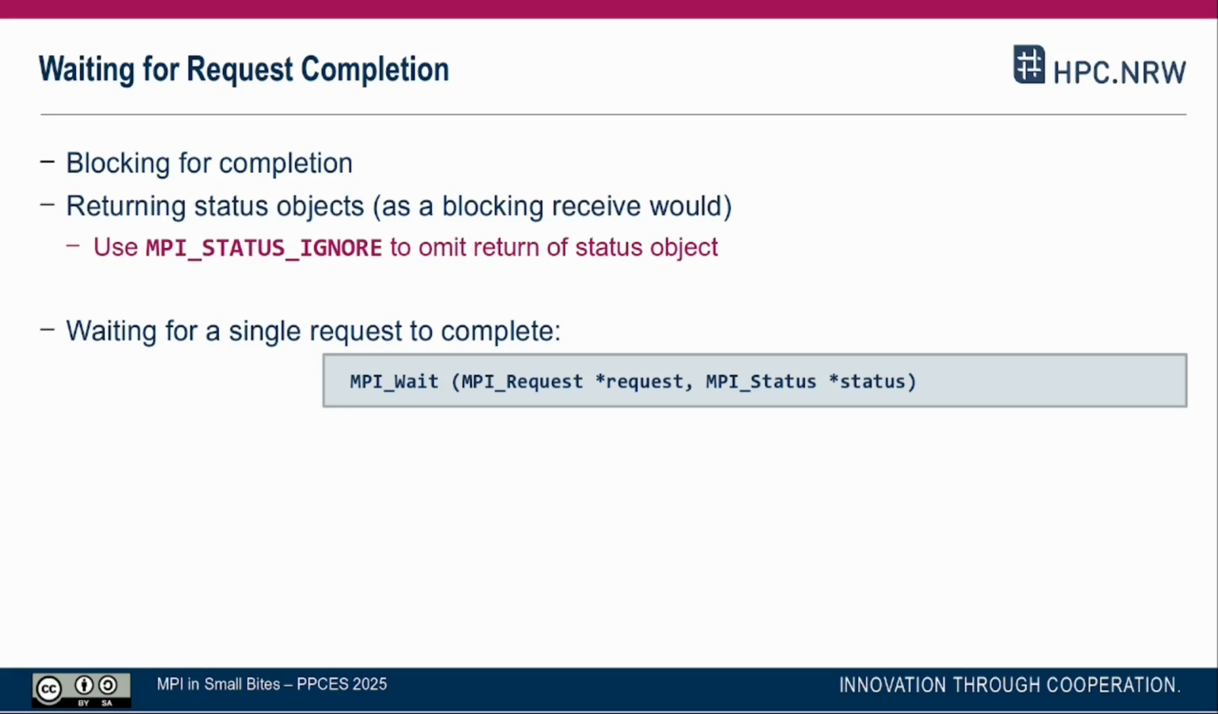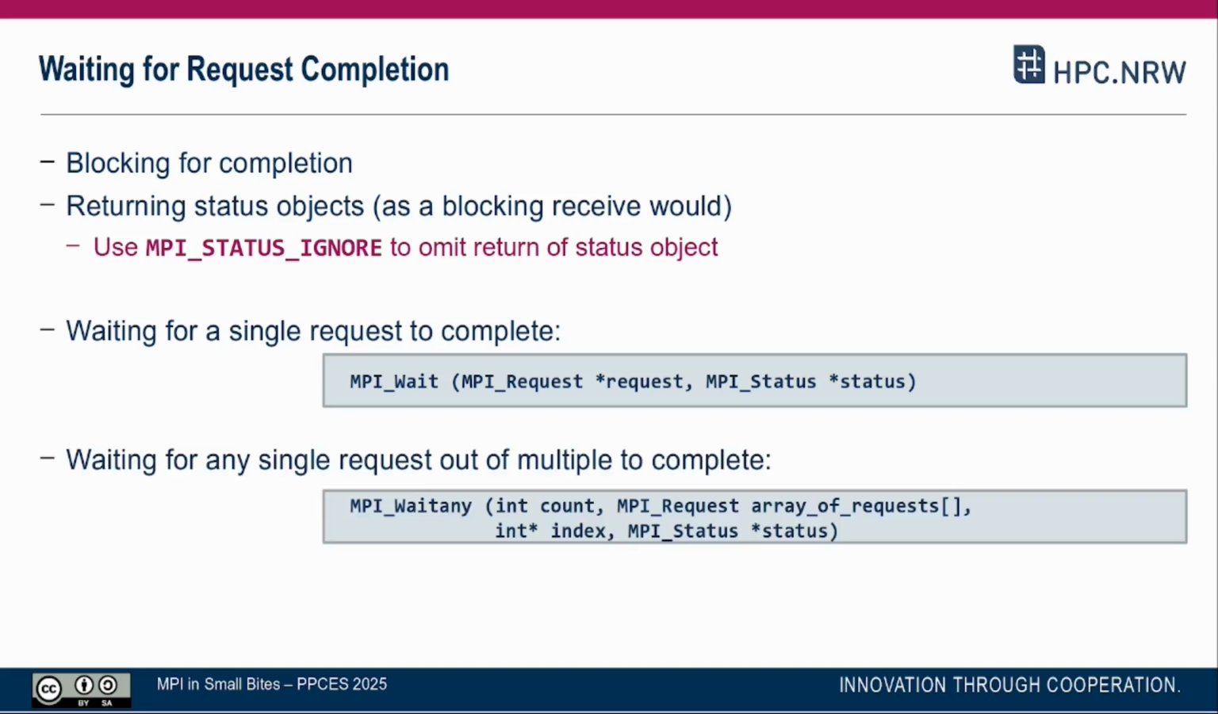Here the request is the input, or actually an in-out, and this is an out argument. The second one is where you have multiple requests and want to wait for any single one. So you now place an array of requests in there, and you have to provide the number of entries in that array, and it returns the index in that array back to you and the corresponding status object if you didn't provide status ignore.